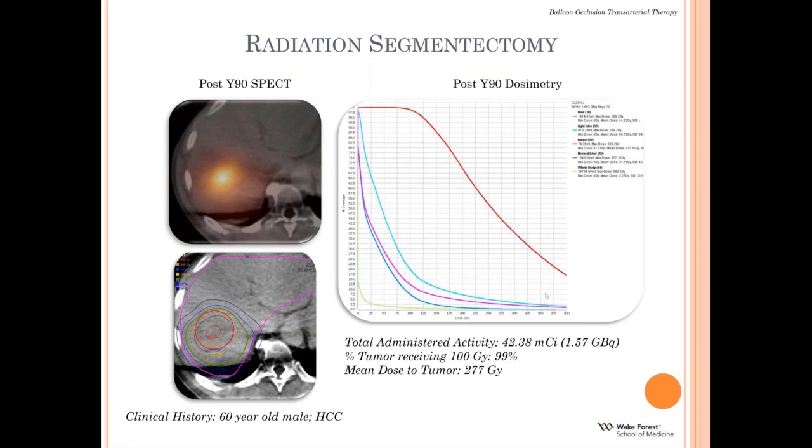And this is our dose volume histogram. And this is what you want to see when you're doing a segmentectomy, is the tumor gets a ton of radiation and normal liver doesn't. So here, using this dosimetry, this estimates that we got about 99% of this tumor got over 100 gray of radiation, which for resin is kind of the dose that we're trying to target to treat with radiation segmentectomy intent.